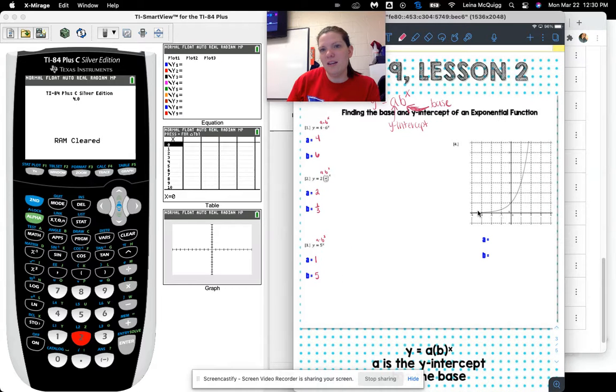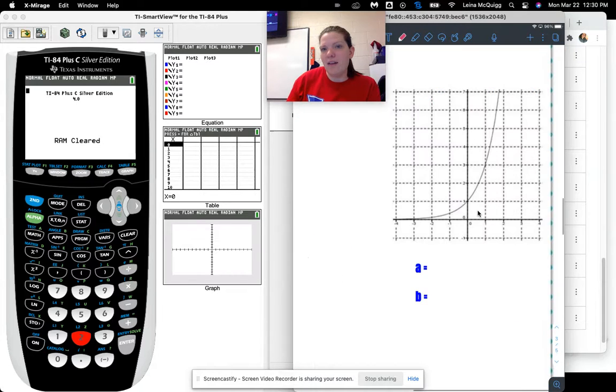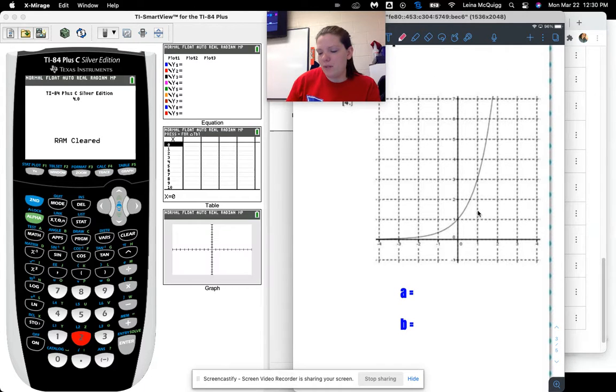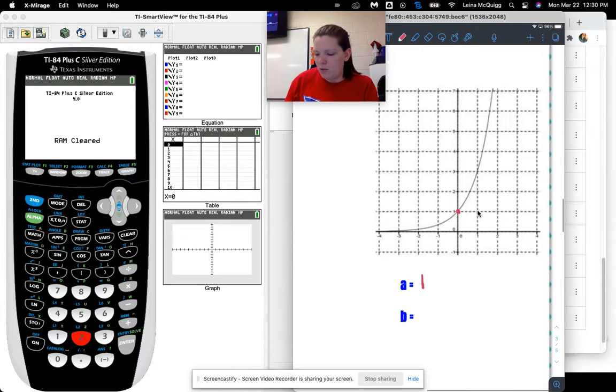Okay? So now looking at our graph, our A value is our y-intercept. So that's where we cross the y-axis. So here my A value is 1. That means my equation would look like y equals 1 times, and we've got to figure out our B value. To figure out our B value, we're going to use our calculator. We're going to do regression.